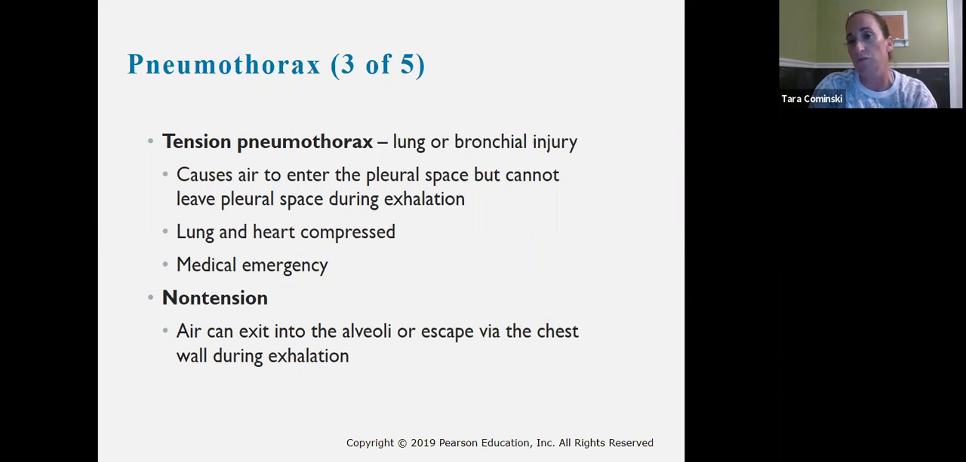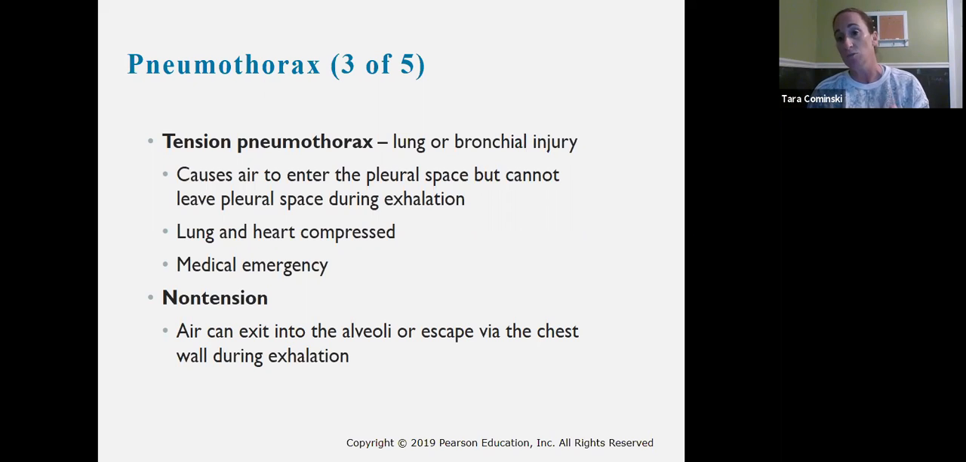Now we're gonna talk a little bit more about two different types of pneumothorax: tension and non-tension, okay? So tension is gonna be more dangerous and is a medical emergency off the bat, okay? Again, usually caused by injury, okay? So air will enter into that pleural space, but it's never able to leave, right? So if you think about it, during inspiration or inhalation, the air will enter into the lung, and if there's some injury, it can enter into that pleural space. But then during exhalation, it might leave. Well, in tension pneumothorax, it doesn't, okay? So it stays there and it never leaves, and in that case, the lung and the heart are gonna be compressed severely, and it is a medical emergency.